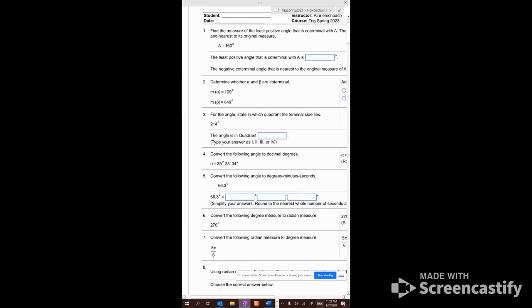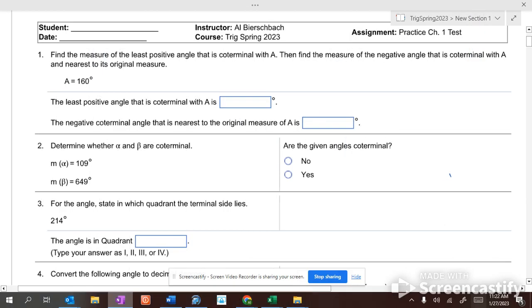So here we go. We started out where we started out this semester, coterminal angles. How far apart are coterminal angles in degrees? 360. So if you add 360 to 160, you get 520. If you subtract 360 from 160, you get negative 200. Okay? Easy peasy lemon squeezy.